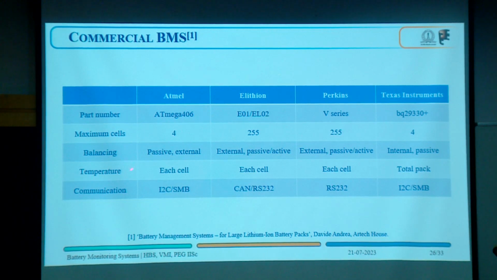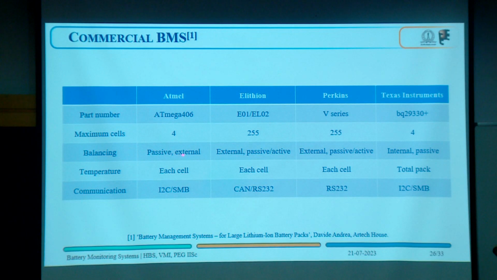Then the balancing algorithm inside the chip: this can only accommodate passive balancing by using a dissipative resistive divider, and it is external, not internal to the IC. Similarly, these offer external balancing, both passive and active. However, in the Texas Instruments one, it is internal and passive. For temperature monitoring, it can monitor the temperature of each cell, and it can monitor the temperature of the whole pack.